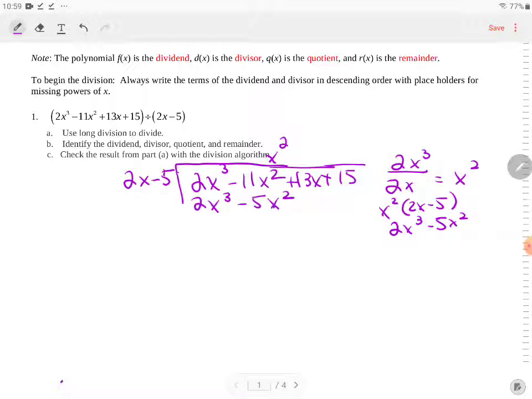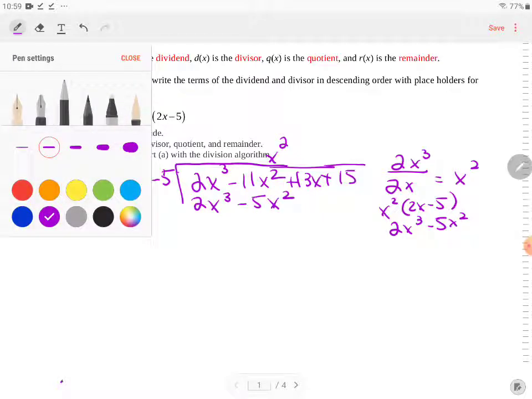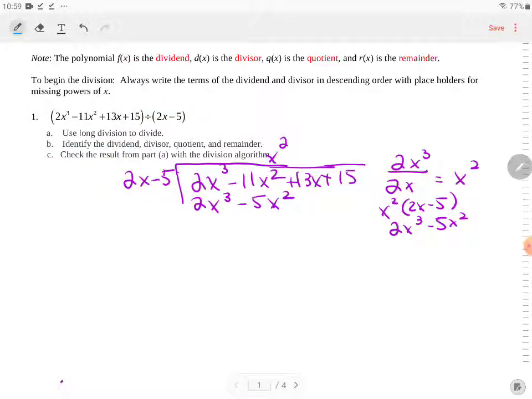And then you have to subtract. And if you remember, to subtract, you can add the opposite. So I'm going to draw a line here. And I'm going to change the signs here. So 2x cubed minus 2x cubed is 0. Negative 11x squared plus 5x squared is negative 6x squared. Then you will bring down plus 13x.